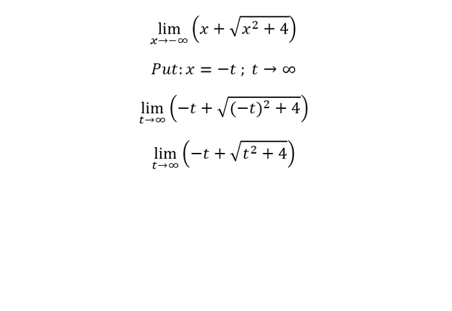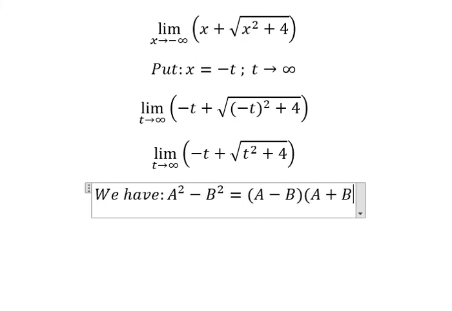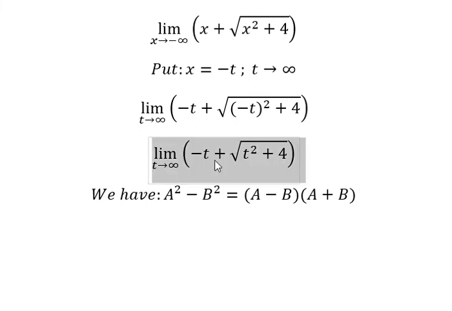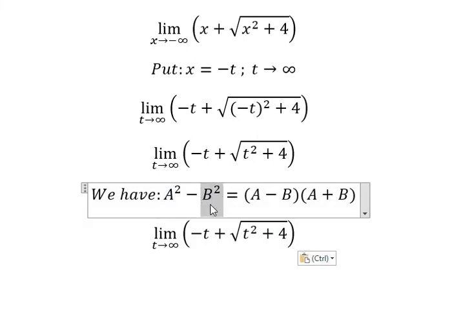Next we have the formula in here. That is a square minus b square equals a minus b multiplied by a plus b. So we want to cancel the square root, so we need to create b square, but that is a minus b. We need to multiply by a plus b on numerator and denominator.